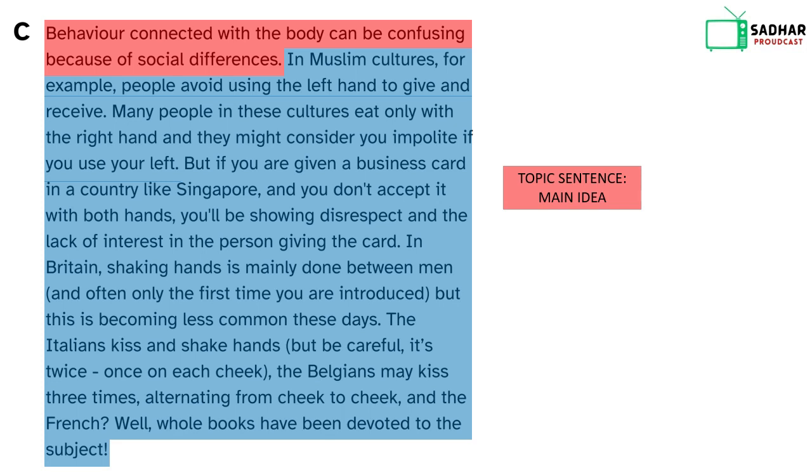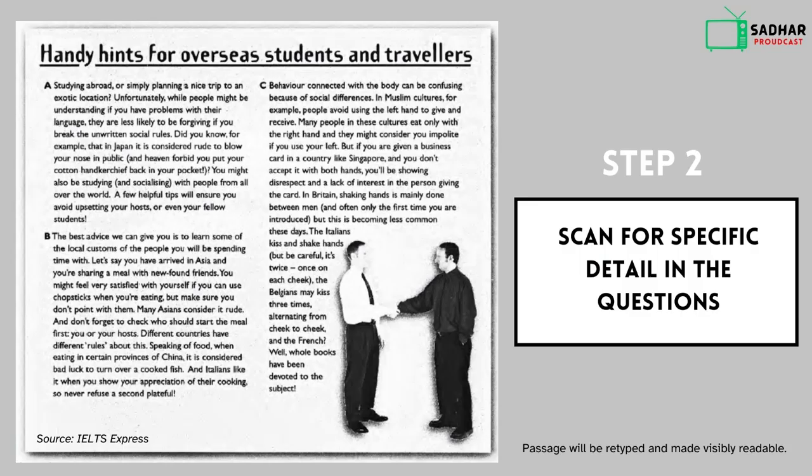So once more, the first sentence is the topic sentence where the main idea is located. Behavior connected with the body can be confusing because of social differences. And all sentences in blue are supporting sentences. The next one is step 2. Now scan for specific detail in the questions.